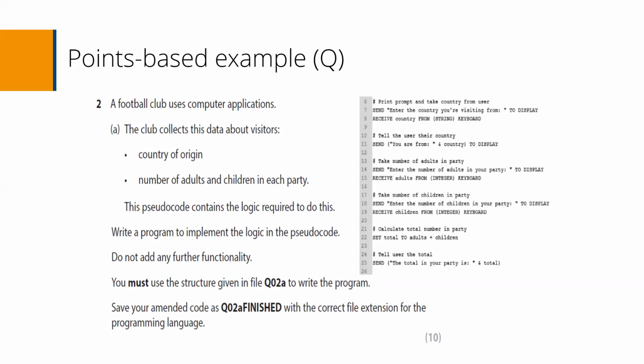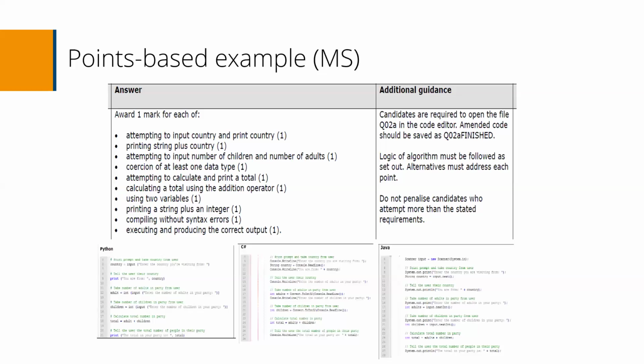If we go to the next page, this is a very straightforward marking product. The final Python code is shown there at the bottom of the screen. If you want to look at it in the answer booklet, it's the sample question book, on page 9. Page 9 is the correct answer in Python code. If you're using C# or Java, that's there as well. Basically, there is 1 point for getting everything here right. Notice how the question marking scheme is applied. First of all, it says attempting to input country and print country.